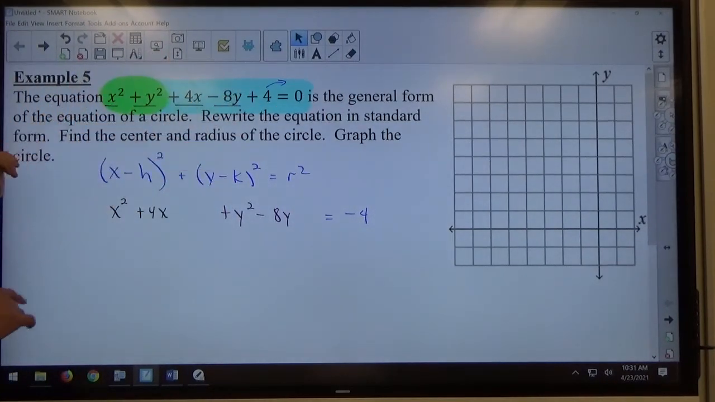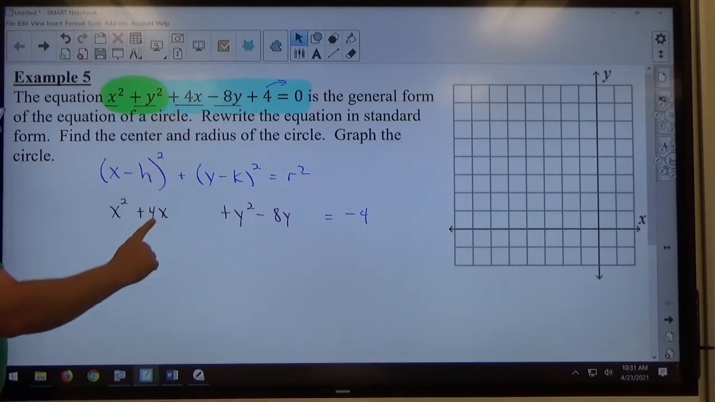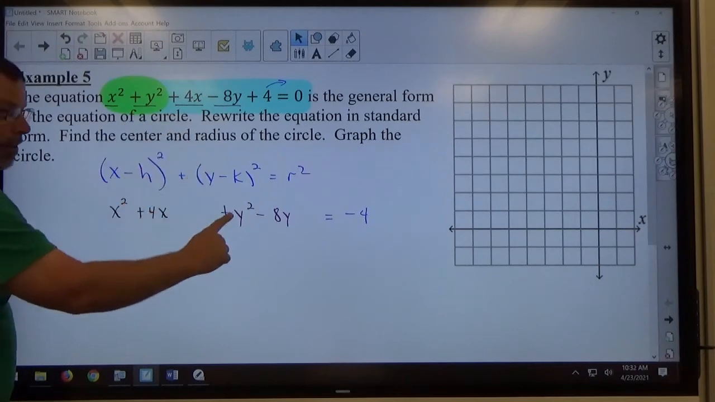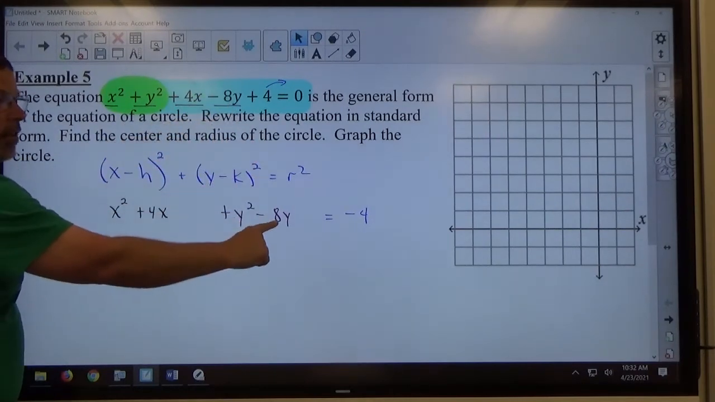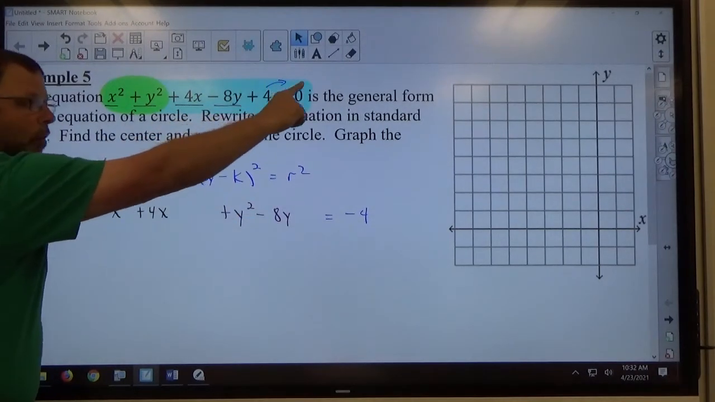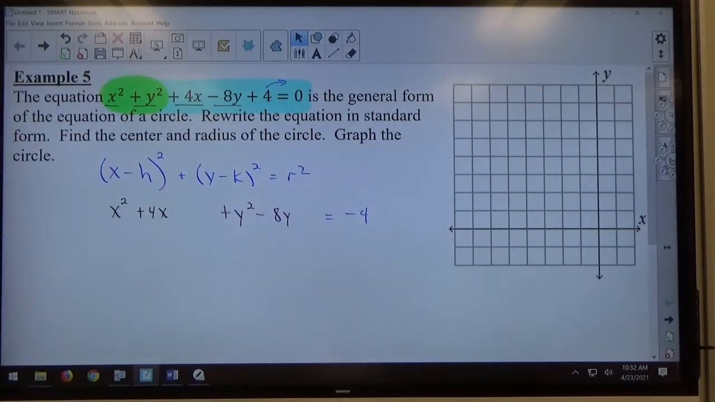Everything staying on the left stayed the sign it was. X squared was positive, it's still positive. 4x was positive, it's still positive. Y squared was positive, it's still positive. 8y is negative, it's still negative. 4 is positive, moved across, became negative. So again, everything that stays the same sign. Everything that moves changes signs.